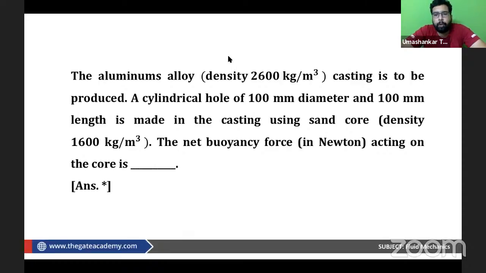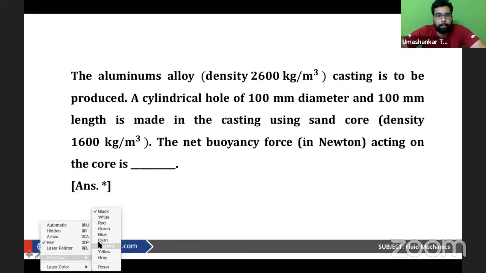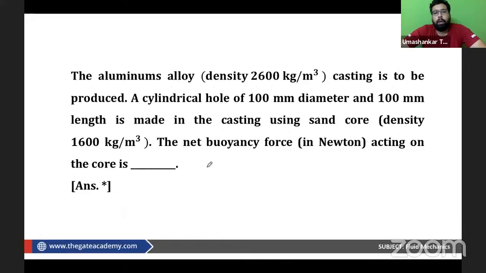Basically, it is a question of fluid mechanics as well as casting. So how can we solve this question? The net buoyancy force that we have to find, in the case of a core, is given by the density of whatever material you are casting minus the density of the core, times the volume of the core, times g.